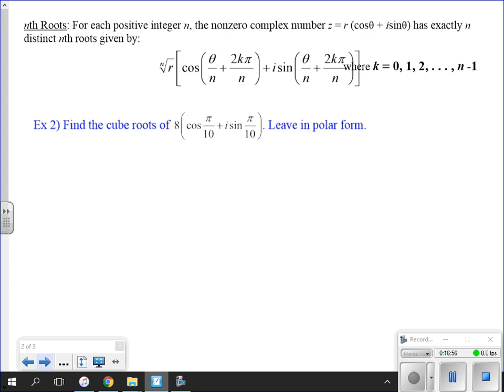So, in this example here, we're taking the cube root, and it's 3. That means we're going to have values of k of 0, 1, and 2, 1 less than the final root. So you're going to have 3 answers, and k is going to be 0, 1, and 2. So you have to do this 3 times: once with k being 0, once with k being 1, once with k being 2. Okay, does that make sense? So, looking at this problem here, we're doing the cube roots. That means that n equals 3. Right? Cube root, third root, n equals 3.